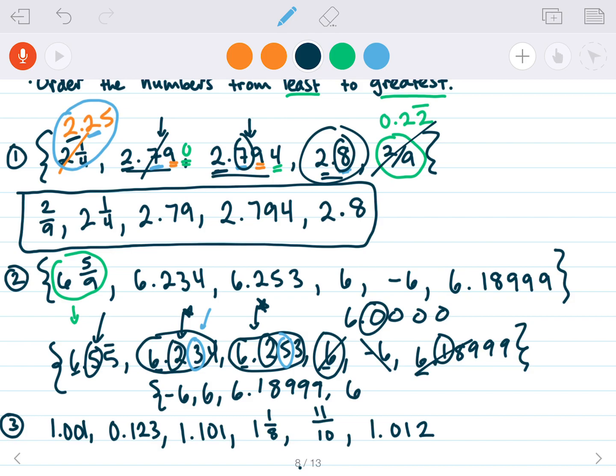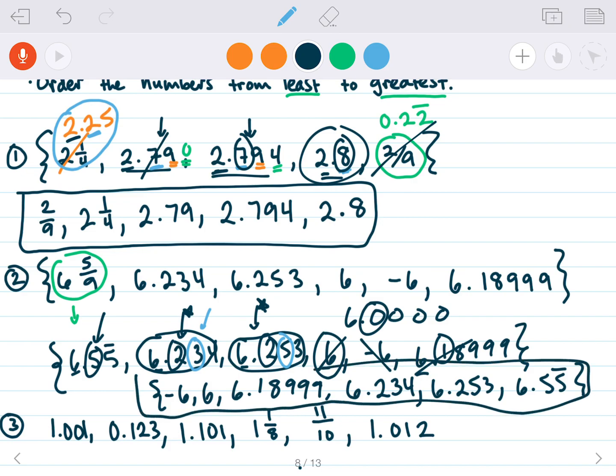So this is going to be 6.234, followed by 6.253, and finally 6.55 repeating. So this last list is going to list our numbers from least to greatest.